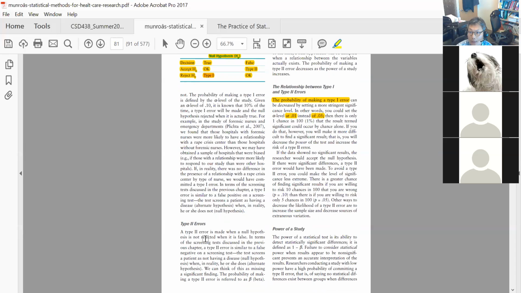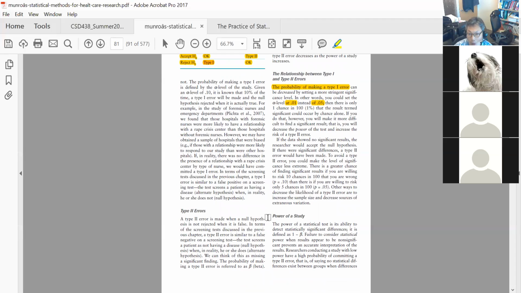And the power is just 1 minus the type 2 error rate. We call it just 1 minus beta. So beta itself is the type 2 error rate, but when we say the power of the study, it's just 1 minus beta, that's it. For your level, it's better to understand it this way: 1 minus beta is 1 minus the type 2 error. That should be the power, right?